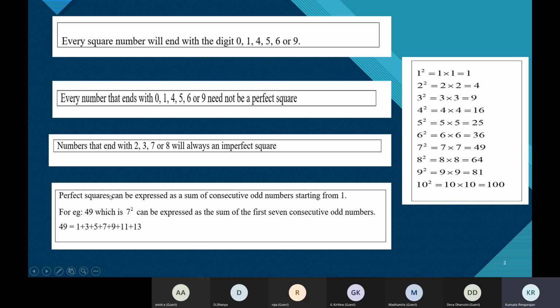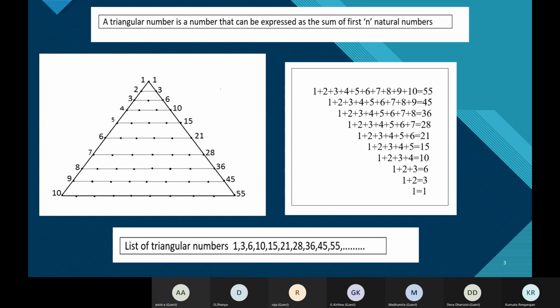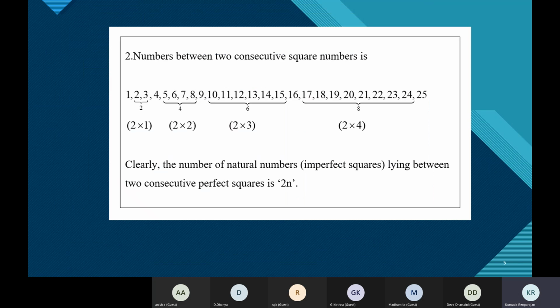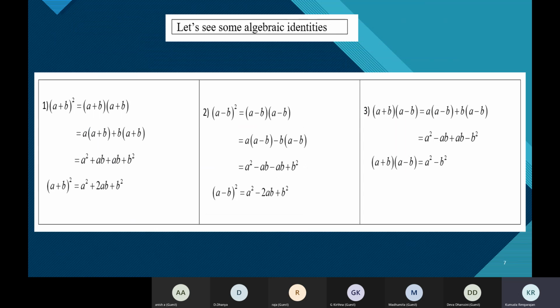And this one, every perfect square can be expressed as a sum of consecutive odd numbers starting from 1. This was about triangular numbers. Let's do these later in the next class.